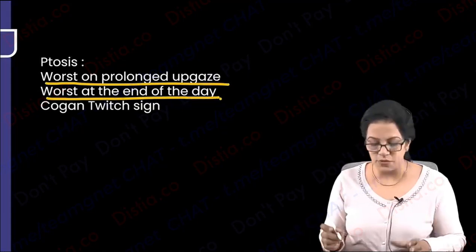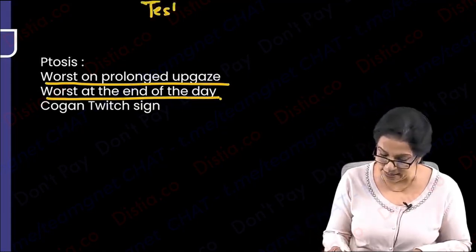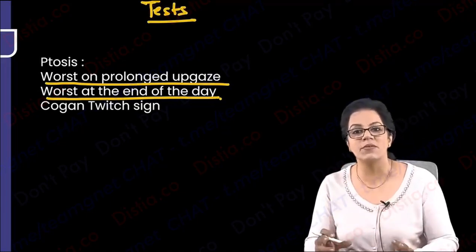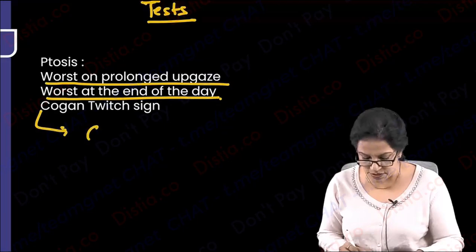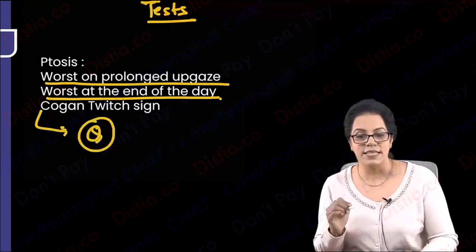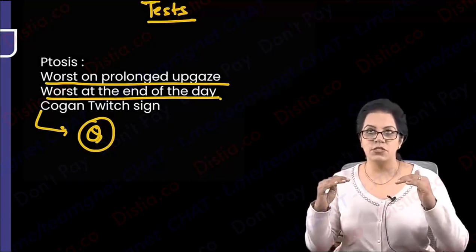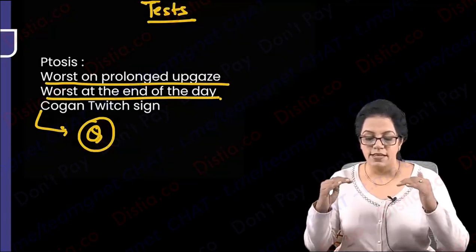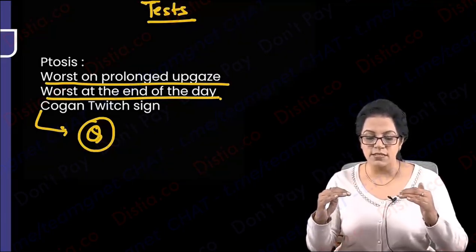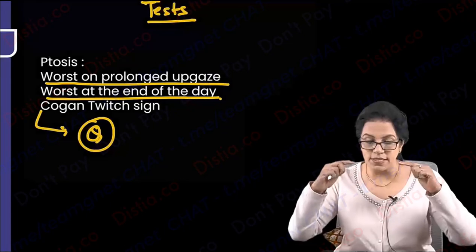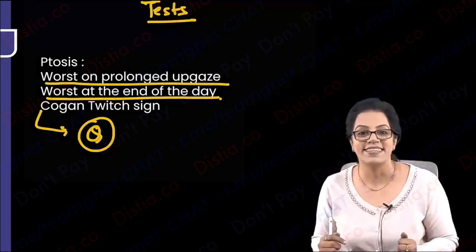Next we talk about a few tests. Give the heading tests for myasthenia gravis. So some tests that I can do to know that this is a case of myasthenia gravis. Very important, first is Cogan twitch test. What is Cogan twitch test? You ask the patient to keep looking down for some time. Then after around 30 to 50 seconds, you ask him to look up, and in the primary gaze, you will see twitching of the upper lid.